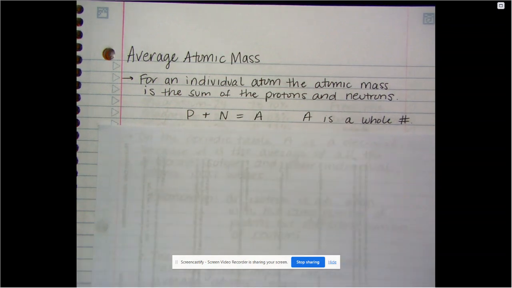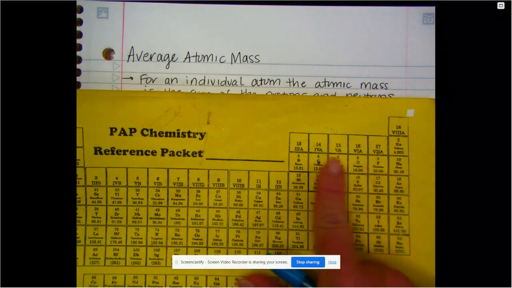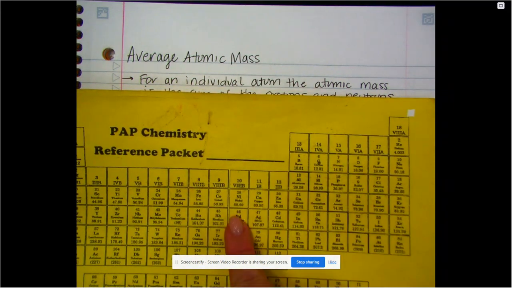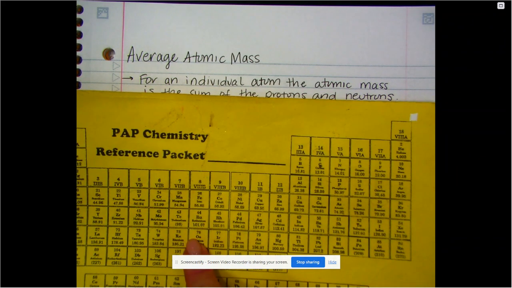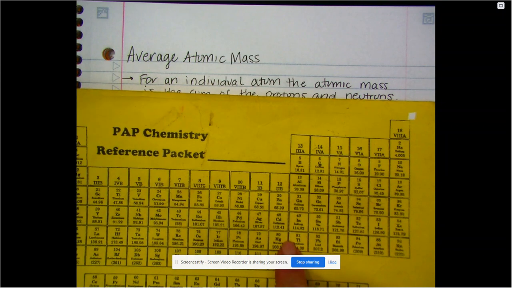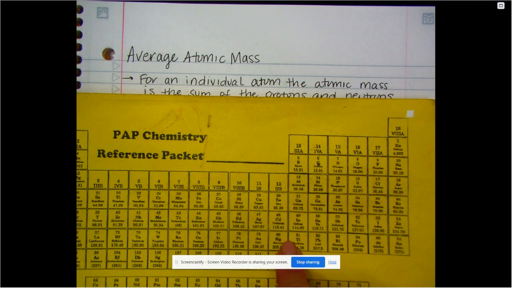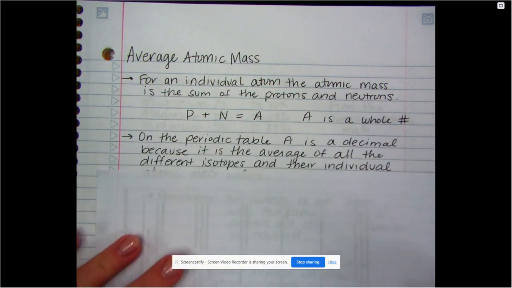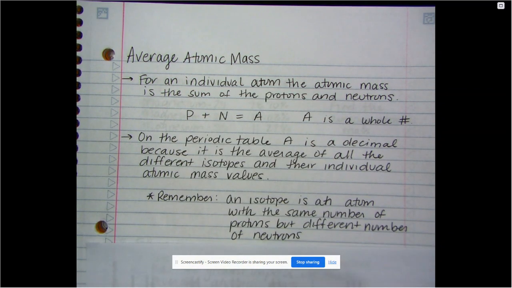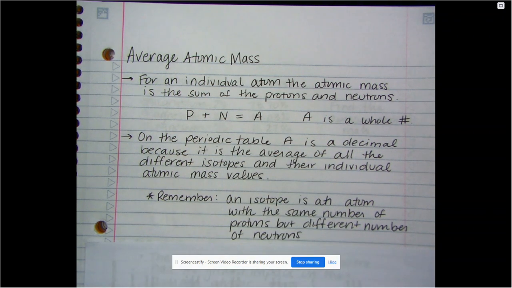number. But when we look on the periodic table, we see that almost none of our atomic masses are whole numbers. They're all some sort of decimal value. And that's because what's reflected on the periodic table is not an individual atom's atomic mass, it's an average atomic mass. It's the atomic mass of all the various isotopes of that element. So on the periodic table, the atomic mass is a decimal because it's the average of those isotopes.